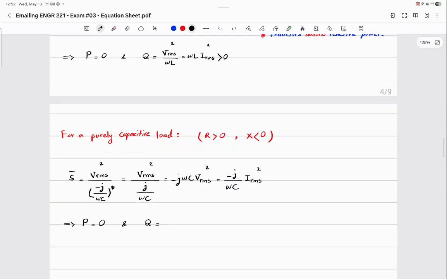Why did you forget the negative part? The negative sign. Okay, that's a very important part. The only thing that you should drop is J. J is not part of the Q, but the negative sign is. So Q is equal to negative omega C VRMS squared or negative 1 over omega C IRMS squared.